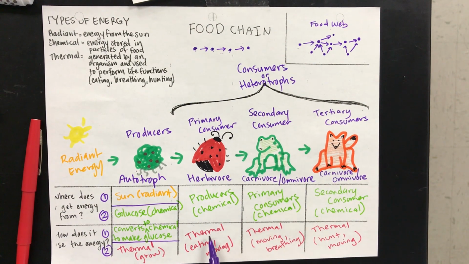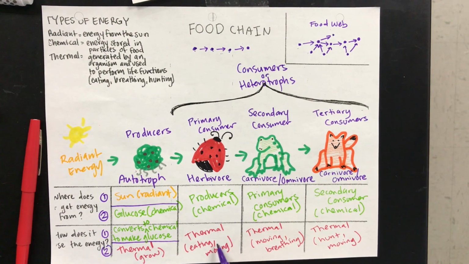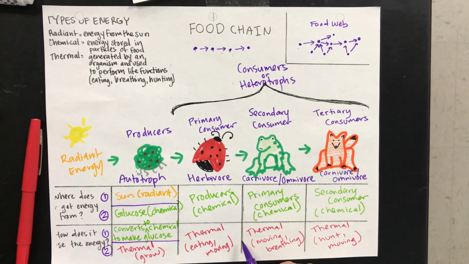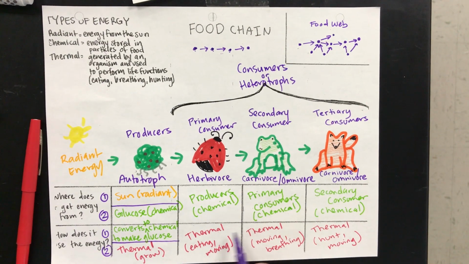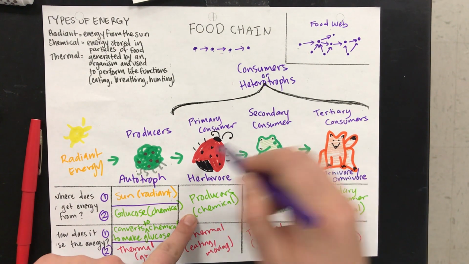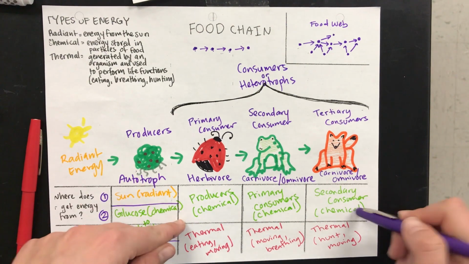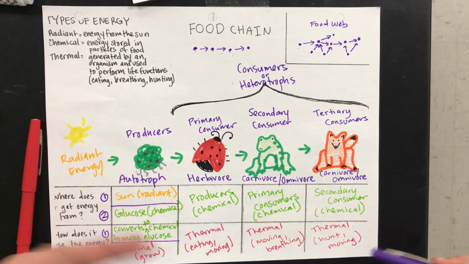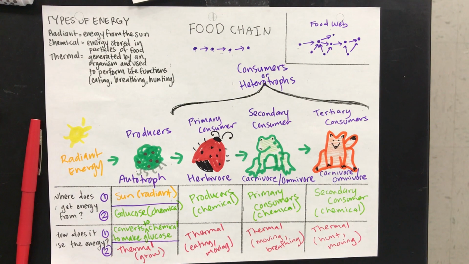Now, you may have noticed, Ms. Heim, you wrote thermal, thermal, thermal for all these. Could we also write the word mechanical? We absolutely could have. I just was simplifying it for these. So thermal is giving off of that body heat, but mechanical is the actual movement part. So know that thermal and mechanical are both forms the chemical energy can be converted to. The consumers take in that chemical energy and they can convert it to both thermal and mechanical. So just FYI.